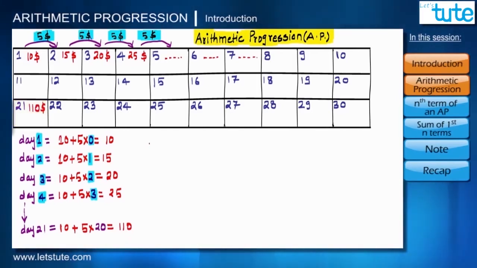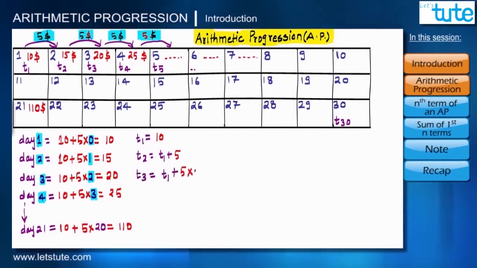Friends, let's generalize it so that we can find out the payment on any day. Let us denote the payment on the first day as the first term, that is T1, where T is term and suffix 1 is the first term, and the second payment as T2, third as T3, then T4, T5, and so on up to T30. So we can write T1 as 10, T2 as T1 plus 5, where T1 is the first term, that is 10, T3 as T1 plus 5 into 2, T4 as T1 plus 5 into 3.